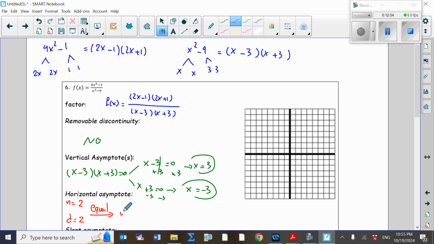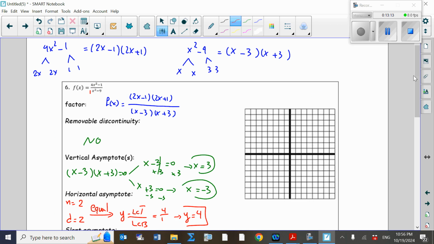That means the asymptote is leading coefficient of top over leading coefficient of the bottom. What's leading coefficient of top? It's 4, and the bottom is 1. 4 over 1, so y is equal to 4.